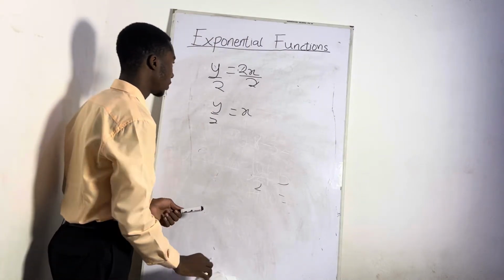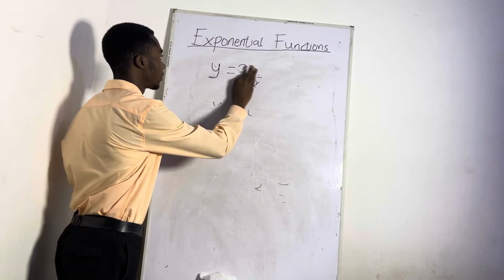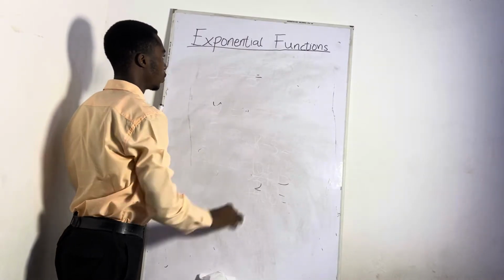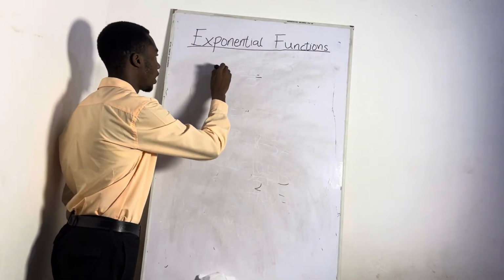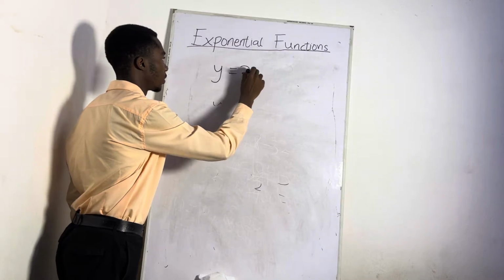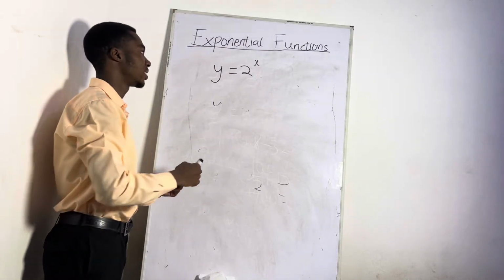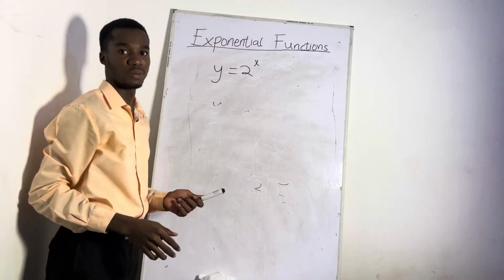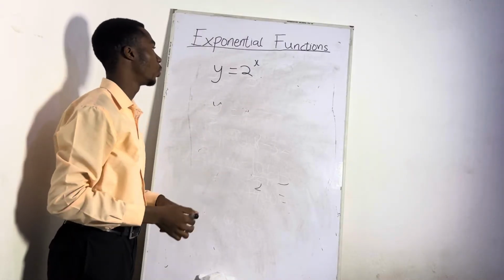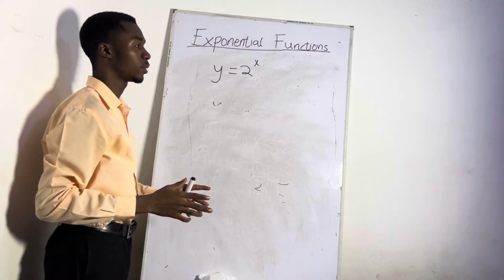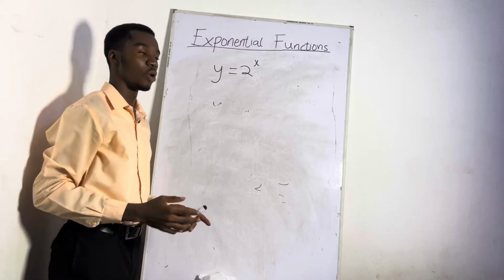But when it comes to exponential functions, this time, instead of y is equal to 2x, you can get something like y is equal to 2 exponent x. Now, if you want to make x the subject, you can't just say you want to divide both sides by 2. It wouldn't make sense. So to solve something like this, we use something we call natural logarithms or logarithms.